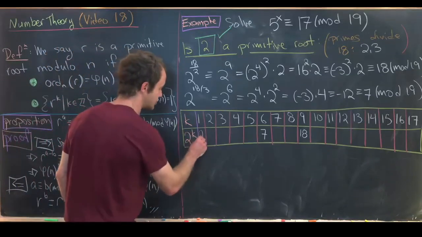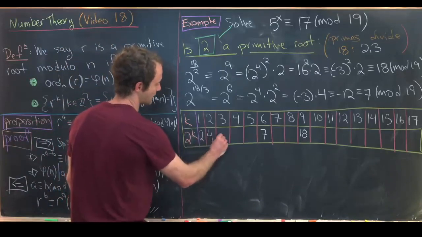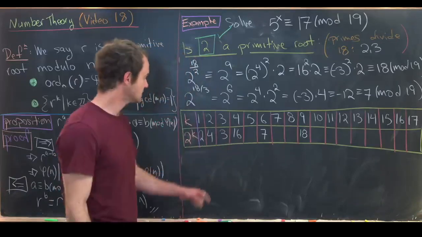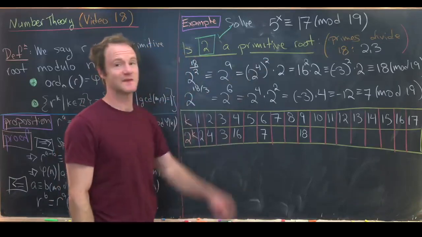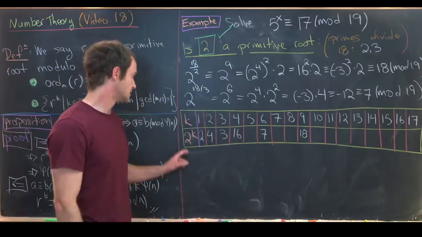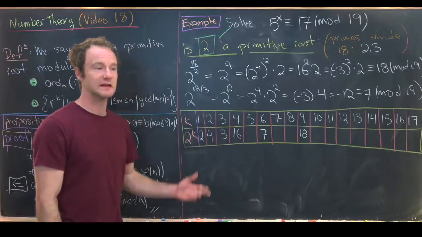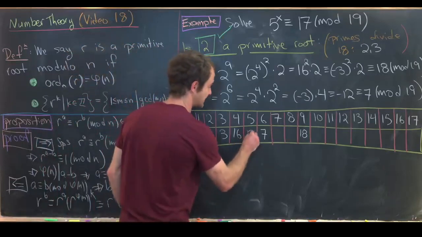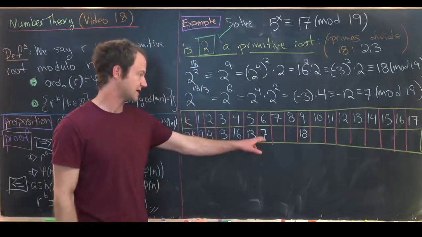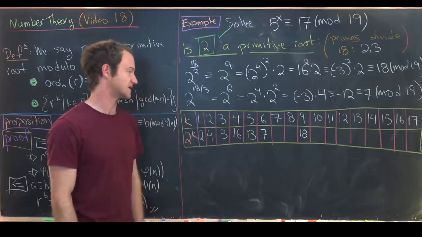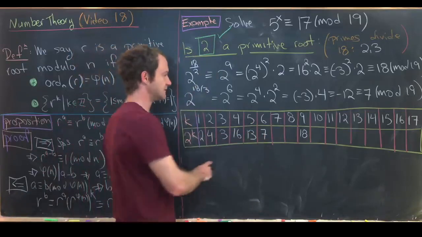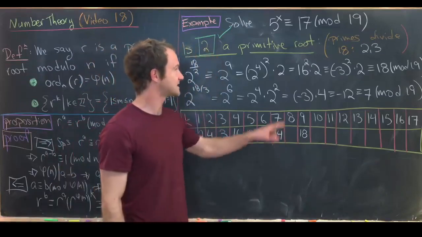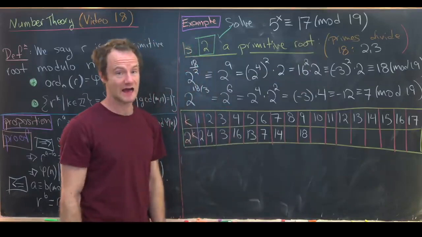Okay, so let's get into the filling up of this chart. So 2 to the 1 is 2, 2 to the 2 is 4, then we have 8 here, we have 16 here. Notice that 16 is the same thing as -3. So that means 2 to the 5 is going to be -3 times 2, which is -6, which is 13. Again, we already decided that 2 to the 6 was 7 by this calculation. That means 2 to the 7 is 14. Notice 14 is -5.